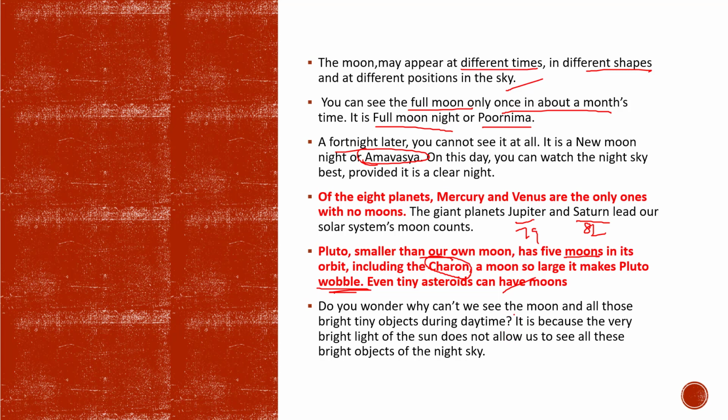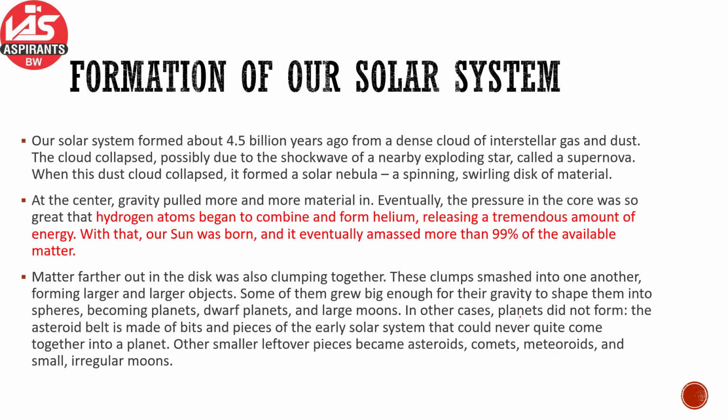Now, do you wonder why we can't see the moon and all those bright tiny objects during daytime? Of course, the answer is the sun, because the bright light of the sun does not allow us to see all those bright objects of the night sky. Okay, let's move forward. How our solar system was formed.